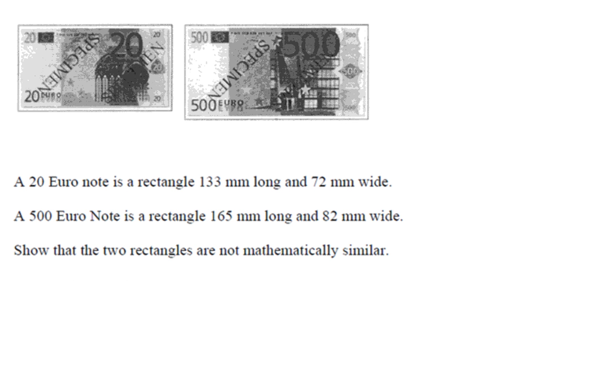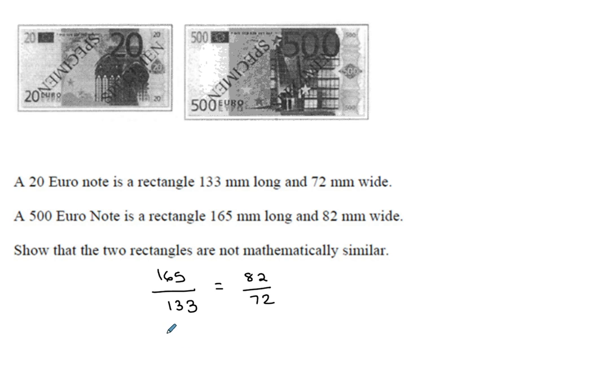A 20 euro note is a rectangle with those dimensions, and a 500 euro note is a rectangle with those dimensions. Show that the two rectangles are not mathematically similar. So we know that the lengths and the widths have to be in proportion. So what I do is I say, that's the bigger one. So is 165 divided by 133 the same fraction or proportion as 82 divided by 72? The lengths have to be in proportion to the widths.